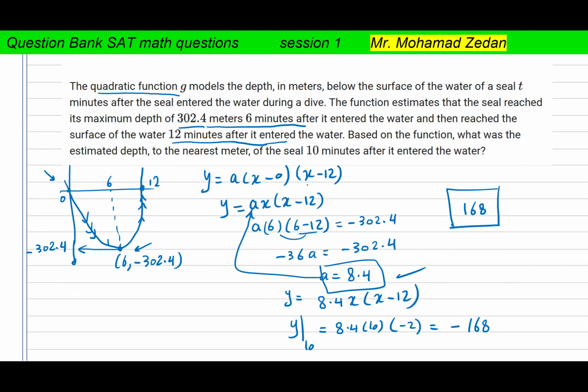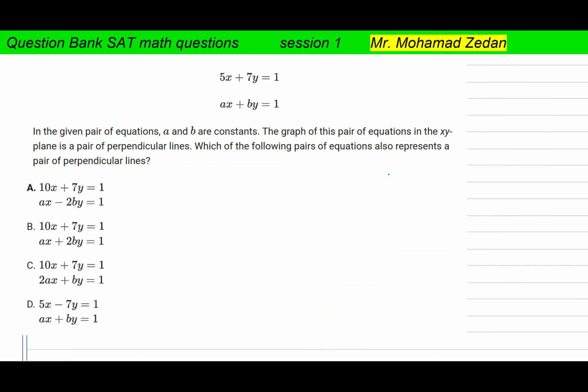Because he asked you about the depth. Where is the word depth here? Yeah, what was the estimated depth? When he tells you depth, the negative sign is already implied, so just give the number. This system of equations, I solved it before in one of the exams, I think maybe 2 or 3.